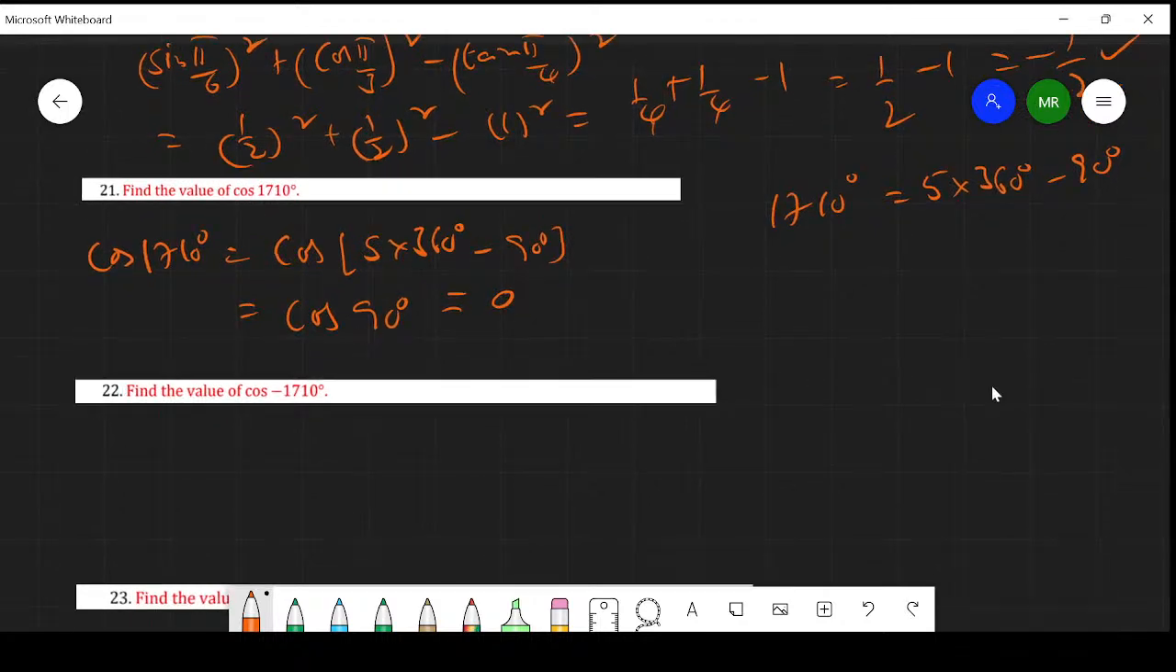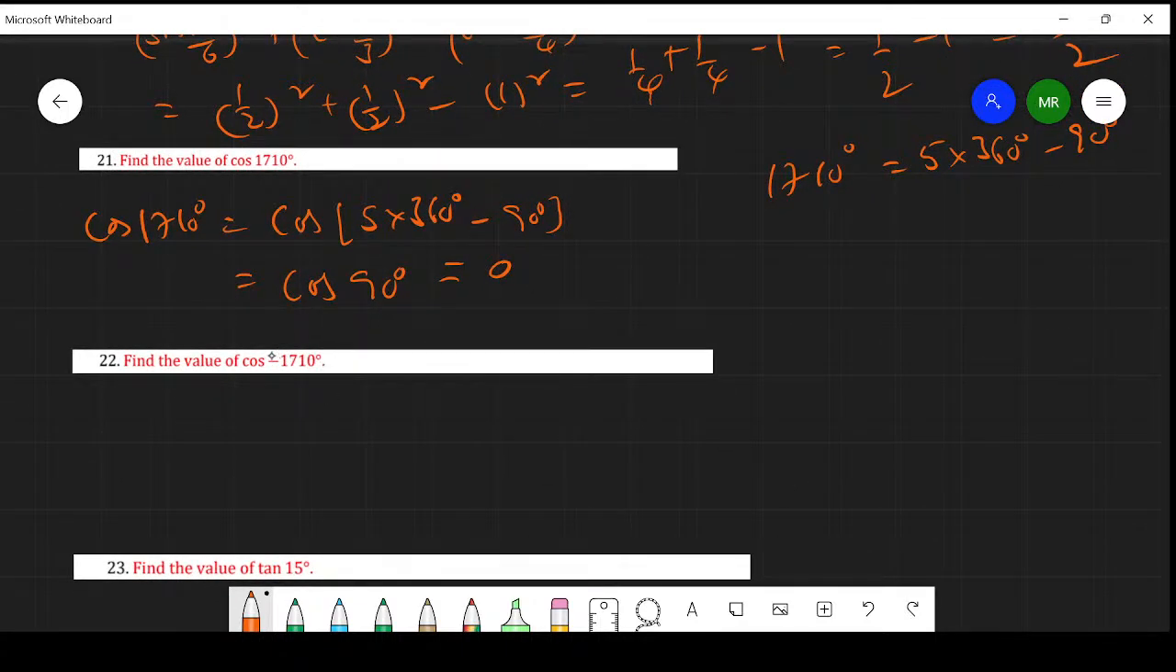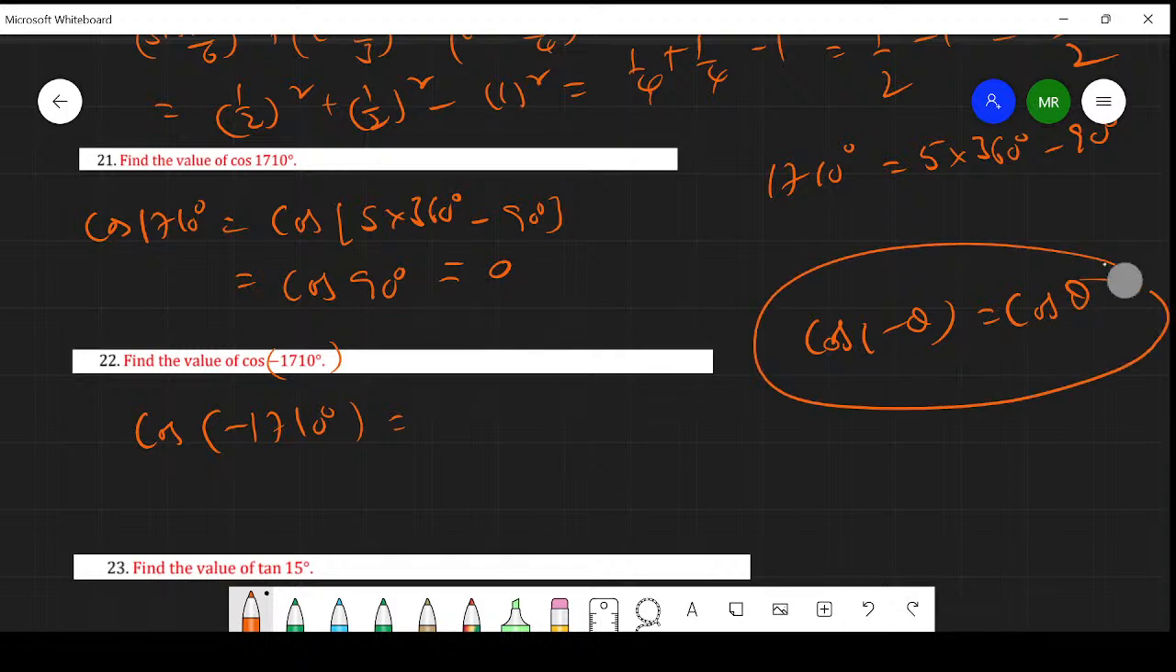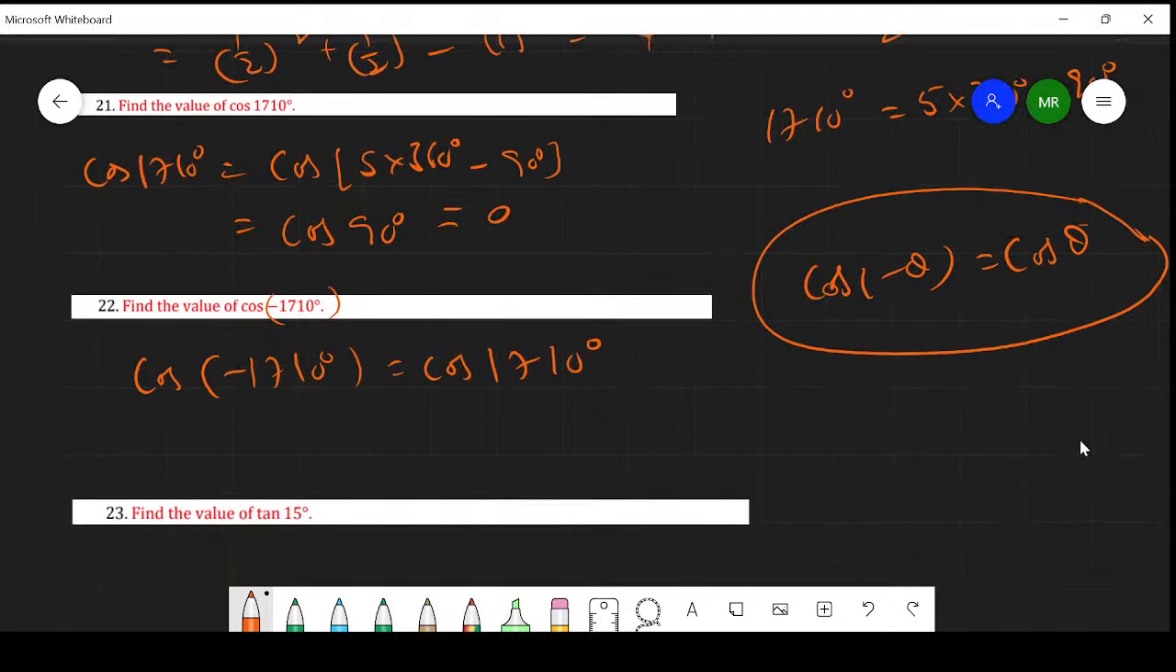That's all. They could give the same problem like this: cos of minus 1710 degrees. Remember, cos of minus theta will be cos theta only. So use this one. So it will become cos 1710 degrees. Just solve the previous problem; follow the previous steps. The previous problem's answer will be 0. Simple problem, right?